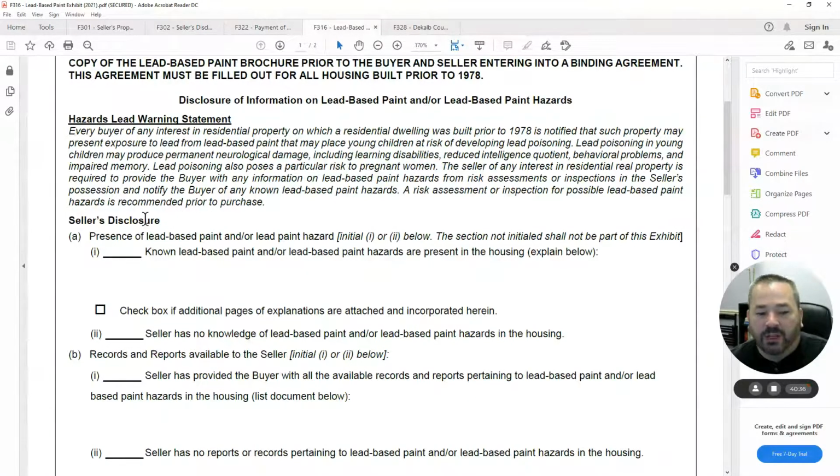So the first thing we have is the seller's disclosure. Okay, so presence of lead-based paint or lead-based paint hazard. The section not initialed below shall not be part of this exhibit. So we're going to initial right here that there is known lead-based paint, with an explanation of why we know or where we know, how we found out there's lead-based paint.